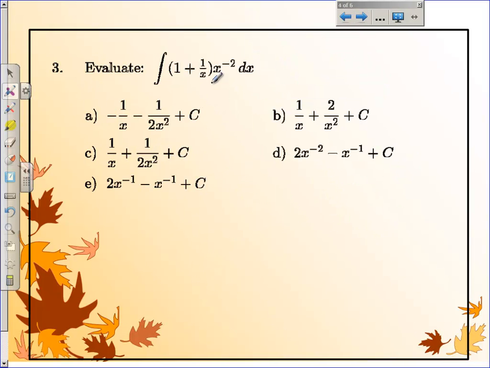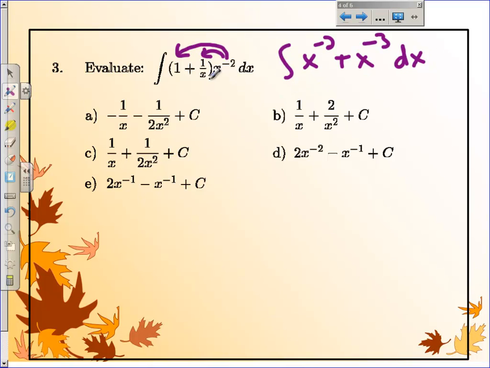Okay, let's take a look at another one. What about a product? Now, there's no product rule for integrals. So what you need to do here is you need to distribute through. We want to distribute this and see what happens. So this is the integral of x to the negative 2. I'm going to think about this 1 over x is x to the negative 1, so that would be x to the negative 3 dx.